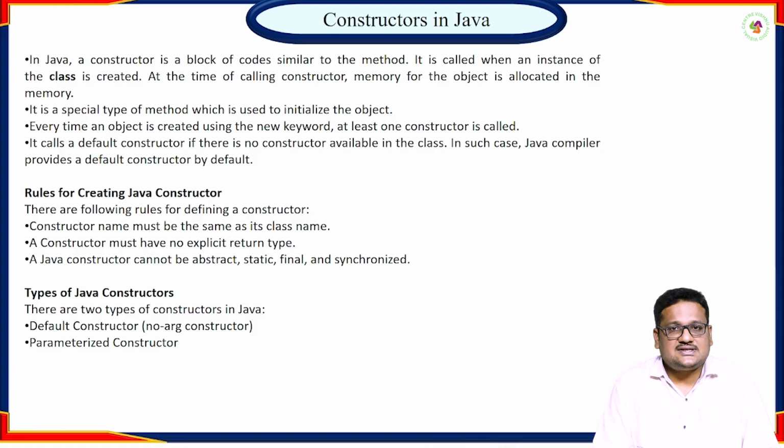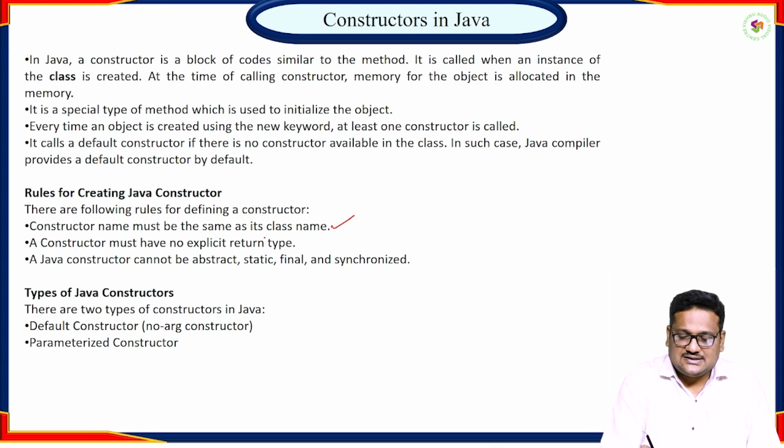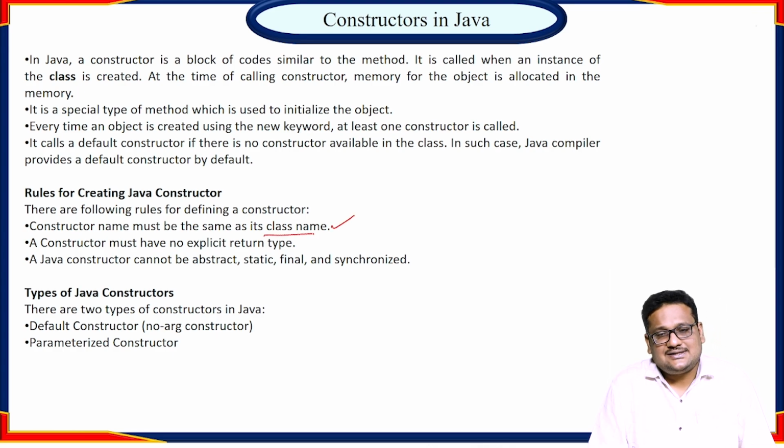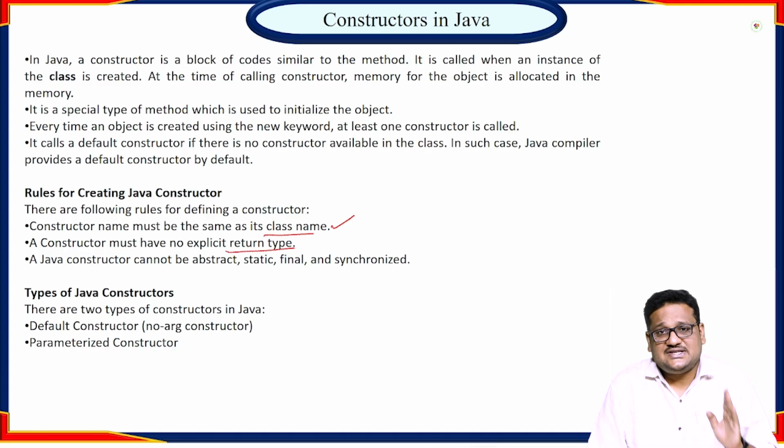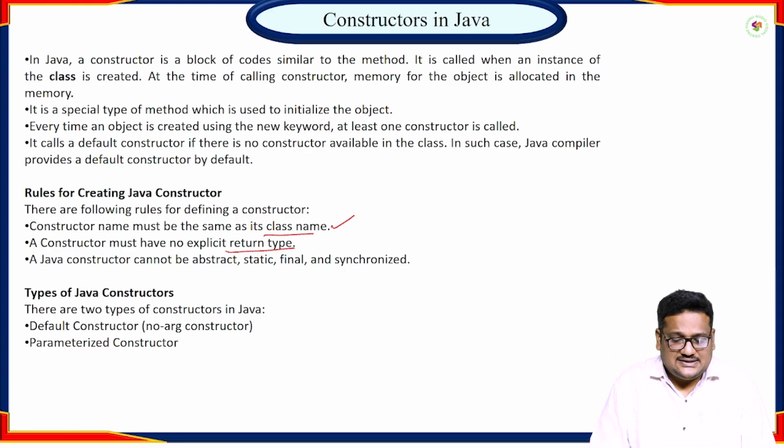See, here are the rules to create a Java constructor. The constructor name should be the same as the class name. Constructor name and class name should be equal. A constructor must have no explicit return type. So a constructor should not be preceded with any return type, but a method will be preceded with some return type. And a Java constructor cannot be abstract, cannot be static, cannot be final, and cannot be synchronized.